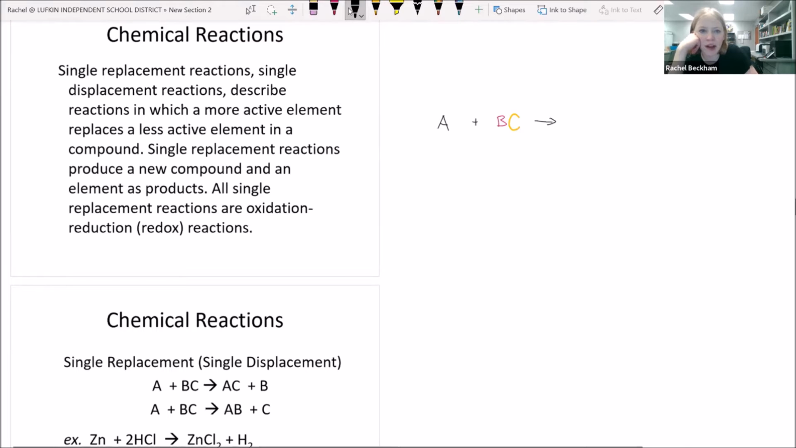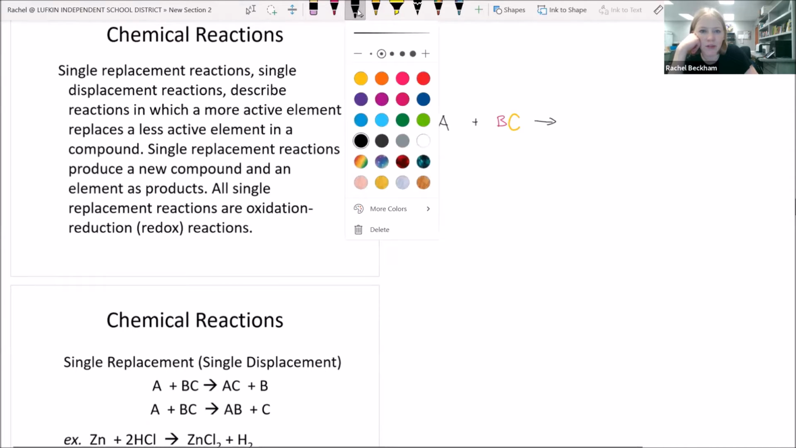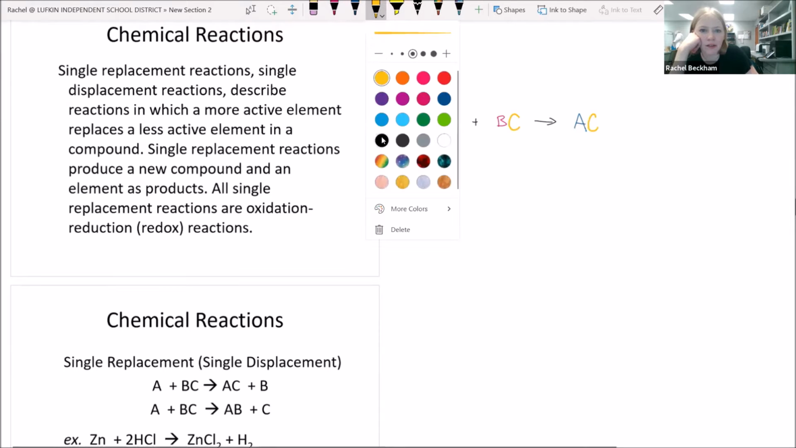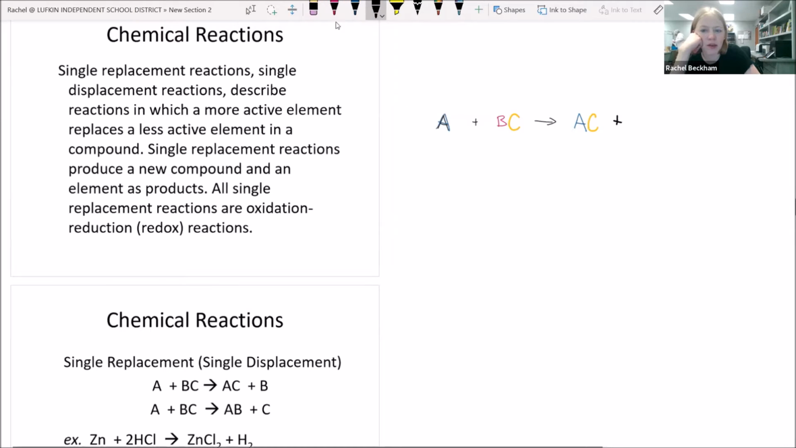And what happens is that A, I'll make it a blue color, right? And A actually kicks out B, right? And so we've got this happening. And B now is on its own, all alone. This is a single displacement or single replacement reaction. You've got a compound in which one element has been bumped out.